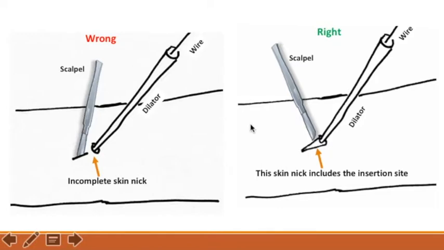Don't worry about your scalpel touching the wire. I've tried several times in a simulated scenario to cut the wire with the blade, and I've spent 20 minutes trying to hack it apart, and it's physically impossible to cut modern wires with the scalpel. So you actually need metal on metal during your skin nick in order to fully open up the skin nick to allow space for your dilator to advance through the skin.